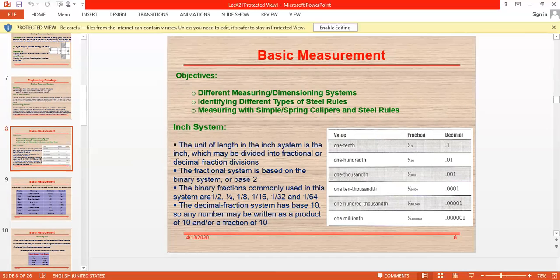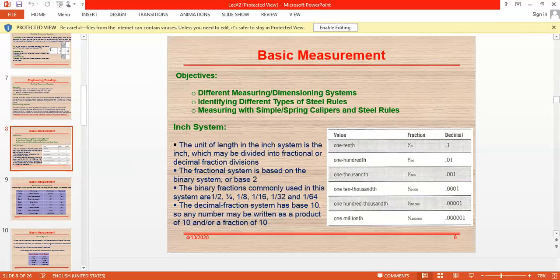You should know that 1/10 as a fraction is 0.1 in decimal, and similarly, what is the value of 1/100, 1/1000: 0.01, 0.001. Inch system: the unit of length in the inch system is the inch, which may be divided into fraction or decimal fraction divisions. We can do both.